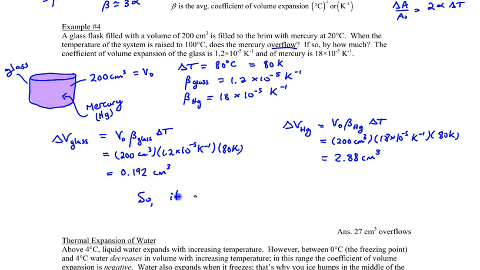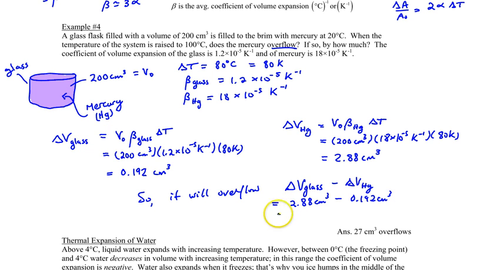So it will overflow by the difference between these two volumes. The volume of the glass expands by 0.192 and we subtract that from the change in volume of the mercury. And it appears I have a small error: 2.88 centimeters cubed minus 0.192 centimeters cubed will give you an answer of 2.688 centimeters cubed, which is 2.7 centimeters cubed. It looks like I forgot to put a decimal place right there. Okay, and that's it for example number 4 in our discussion of volume expansion.